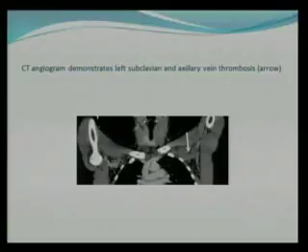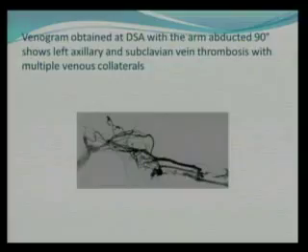So CT angiogram demonstrates left subclavian and left axillary vein thrombus, right? Is there any question here? None, right? Usually when there is an acute clot, that vein may dilate. So there we see that the cause for her cyanosis is this. Then of course, after doing the CT angiogram, one progressed to do the DSA.